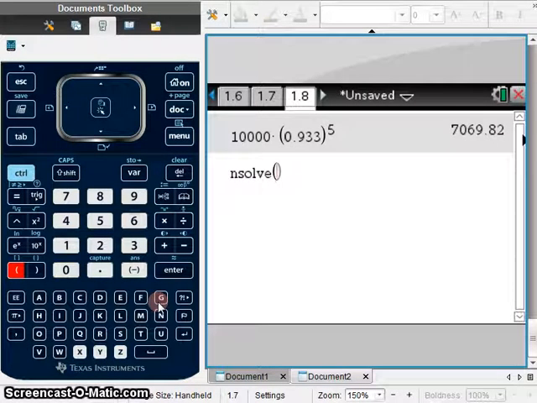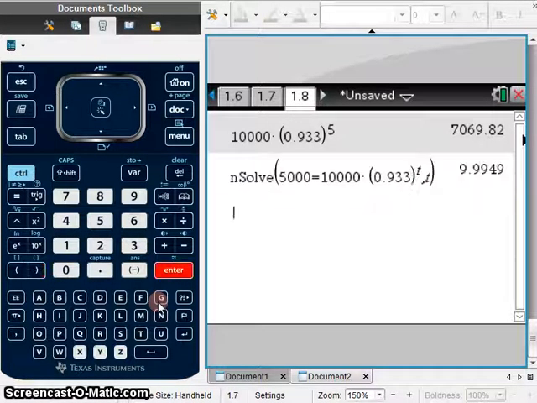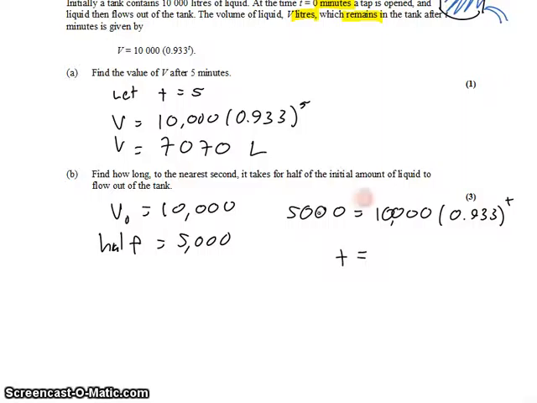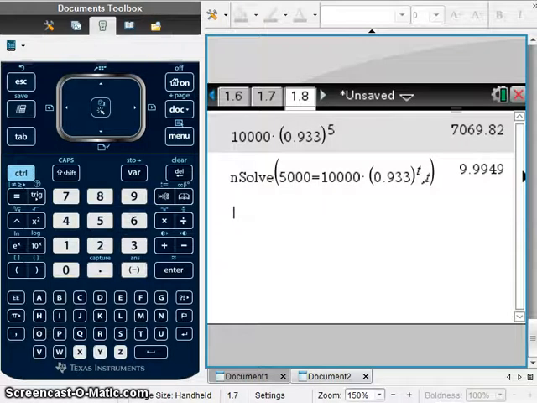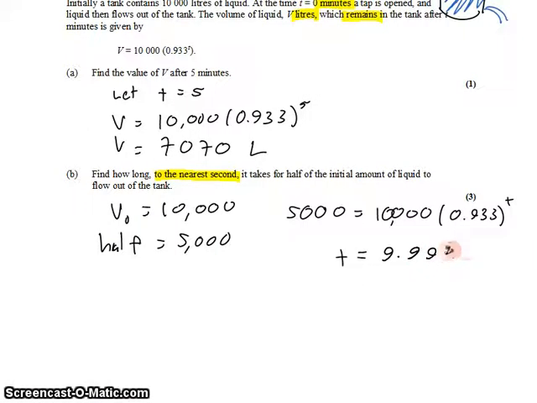We're going to nsolve the equation 5,000 equals 10,000 times 0.933 to the power of t. The variable that we're solving for is t. What do you got, calculator? All right. 9.9949 minutes. Which means that to the nearest second, we have 9.9949 minutes.